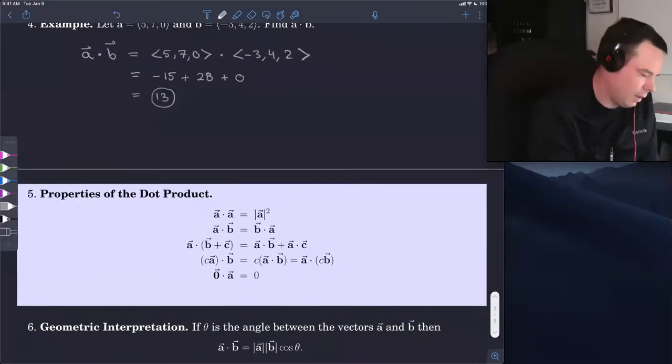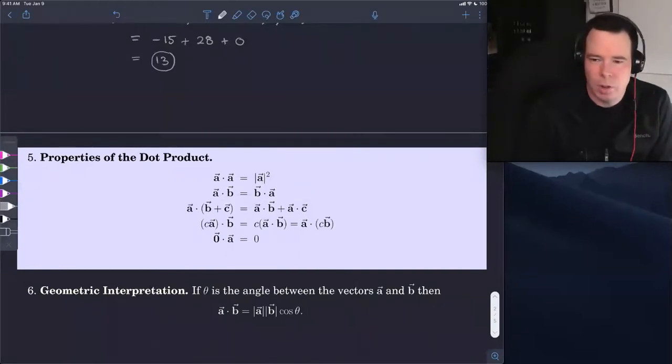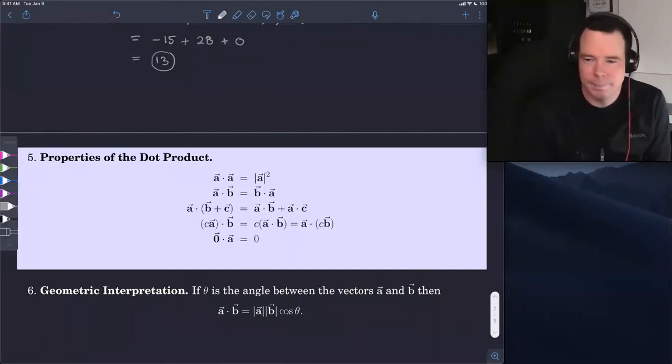In order to get to that, we will first cover 5 properties that the dot product has. These are all algebraic properties of the dot product. So what are some of the algebraic properties the dot product has? How can we work with the dot product in practice?